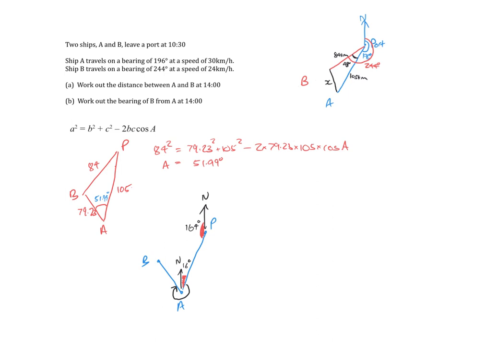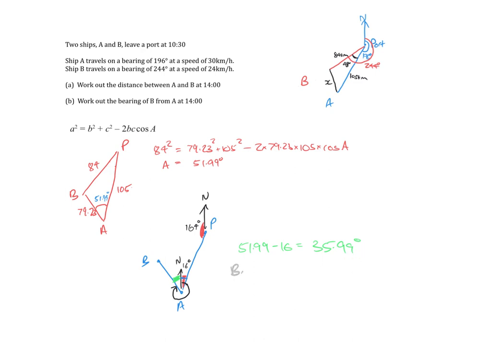I previously worked out that the angle going this way is 51.99. So my missing angle here that I want will be 51.99 subtract 16, which is 35.99 degrees. And then, oops, got a little mistake there, that should have come from the north, my bearing. So my bearing of B from A is the angle down here, and that's simply 360, take away my little green angle, which is 35.99.